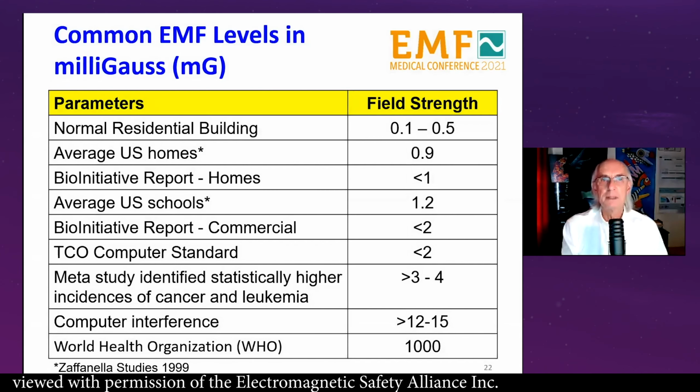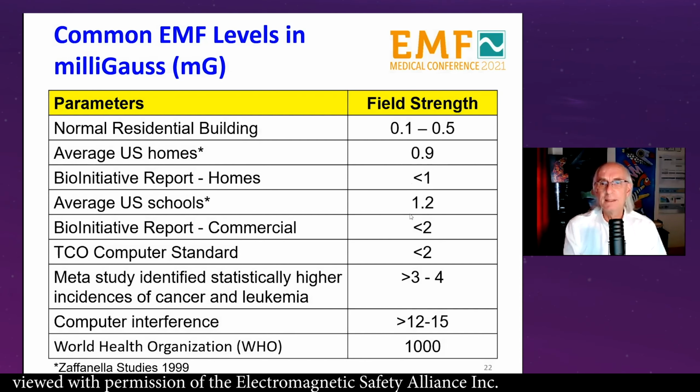Now let's talk a little bit about background levels. What's kind of like normal in a residential building? It should be 0 or 0.1 up to 0.5, which is normal, which we see in buildings without high tension power lines or substation or transformers on the outside. They did a study in the US of 1,000 randomly selected homes, and it showed up with 0.9 milligauss.